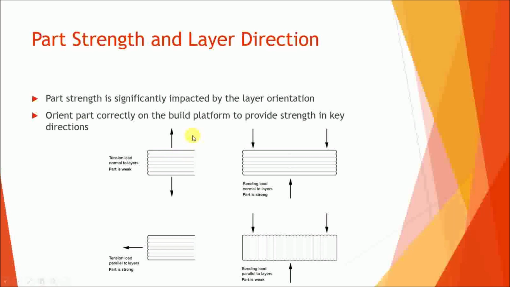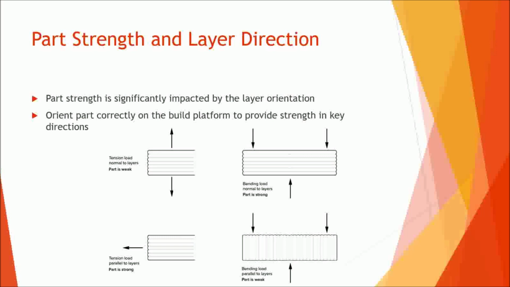But if we go over here, the layers are in the same orientation, we have a bending load applied, and the layers are very strong in this orientation because we don't have a tension force that's pulling the layers apart, it's compressing them. So generally FDM parts are very strong in compression, but weak in tension, generally, depending on your layer orientation. So that's something that should be taken into account for sure.